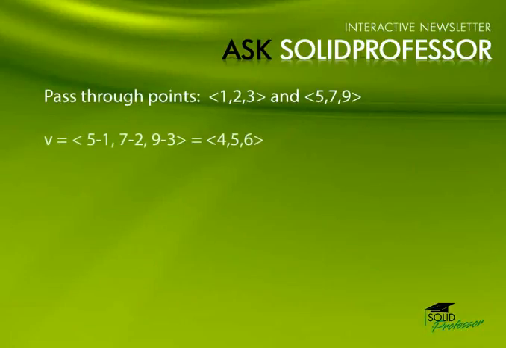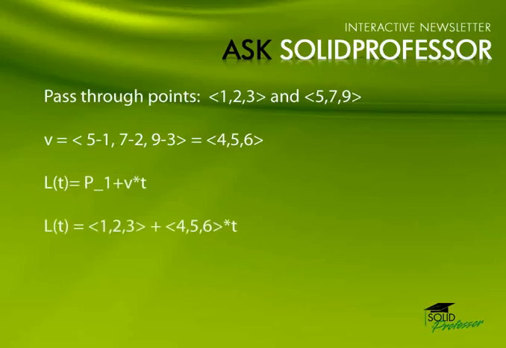First, I'll do a bit of math to determine the vector between these 2 points. 5 minus 1 is 4, 7 minus 2 is 5, and 9 minus 3 is 6. That gives us our direction vector, 4, 5, 6.